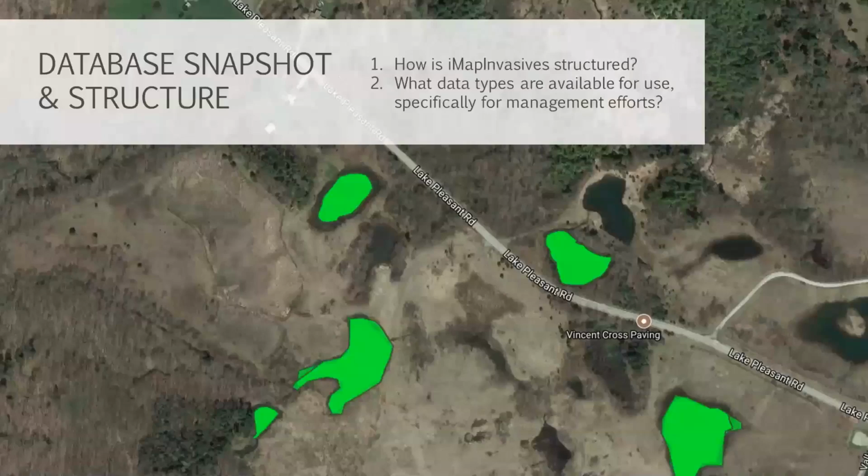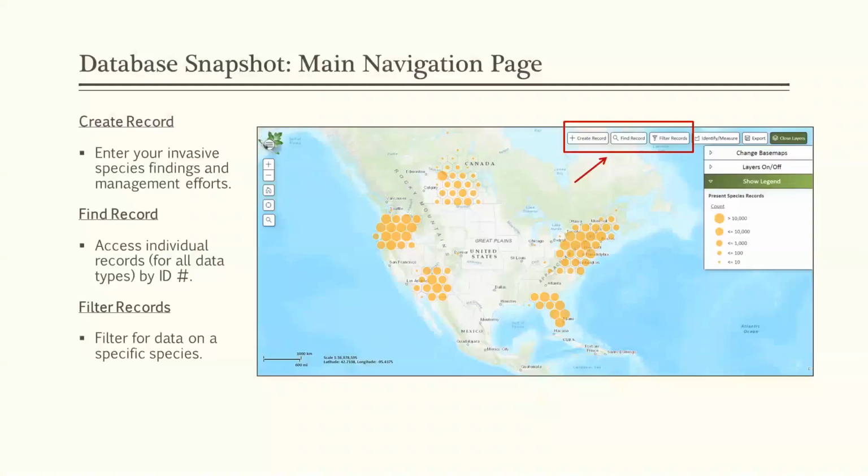Okay, so next we're going to talk about a snapshot of what the database looks like as well as its structure. How is it made to be used by you as the registered users? In the new version, iMapInvasives 3.0, when you first log in, this is the screen that you'll see. And you'll see up at the top there's a row of buttons. I want to talk a little bit about what each of those buttons mean so that you know a little bit more about them.